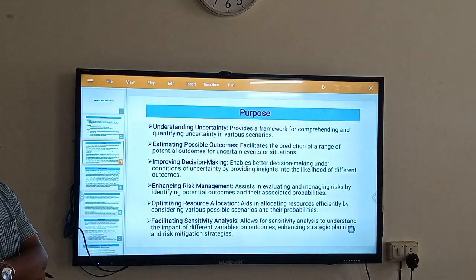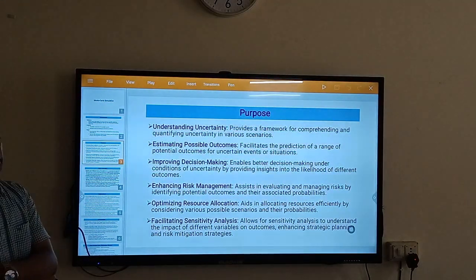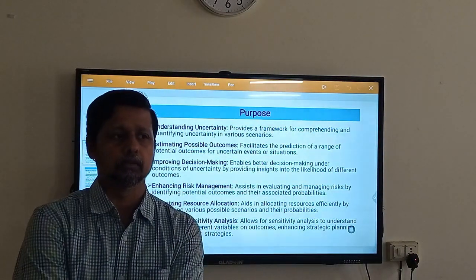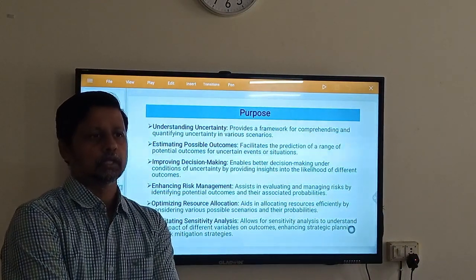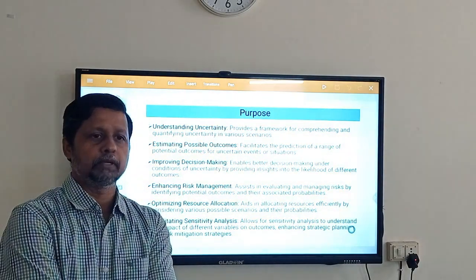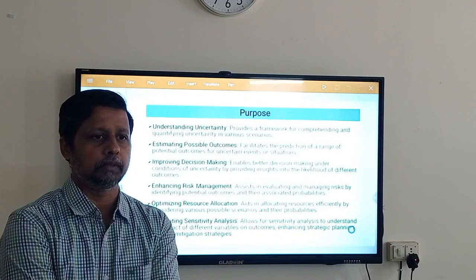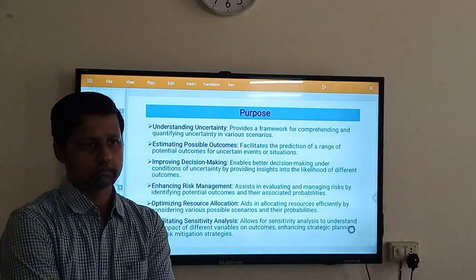Okay? Optimizing the resources means maybe some of the components you may require to keep always available in your store, so that the necessary replacement can be done, because those components may not be repairable. That is number one.